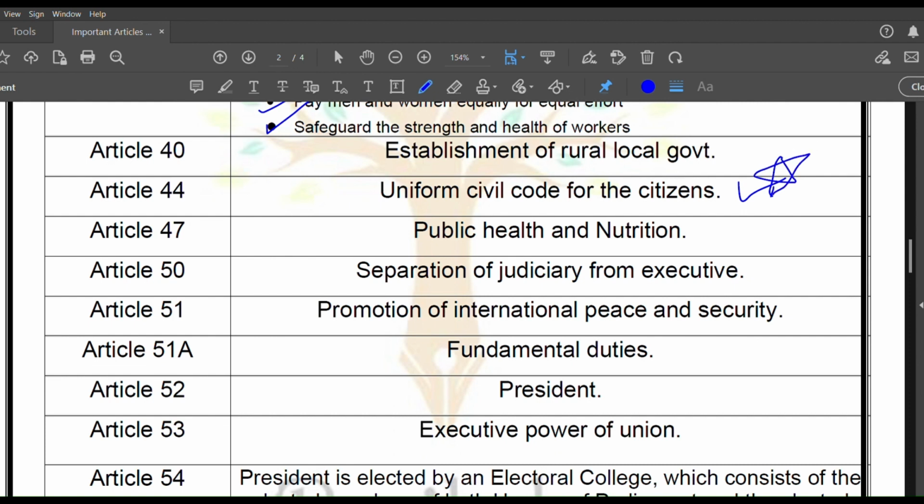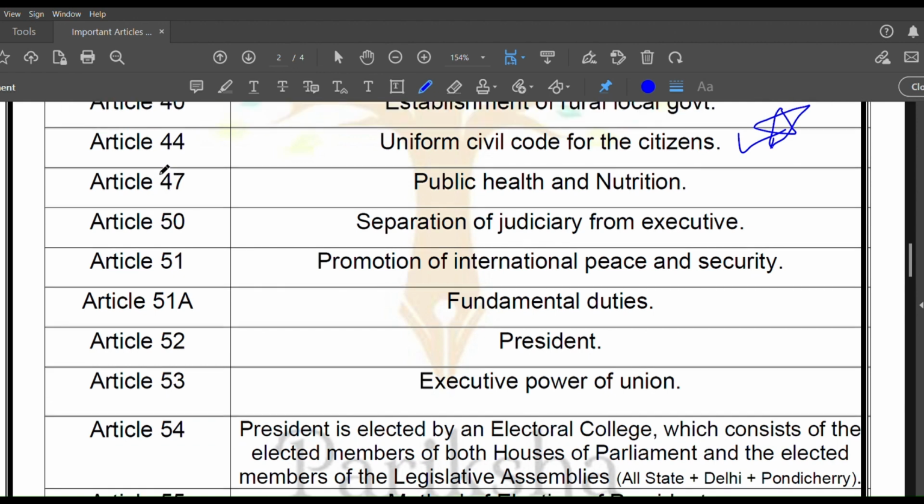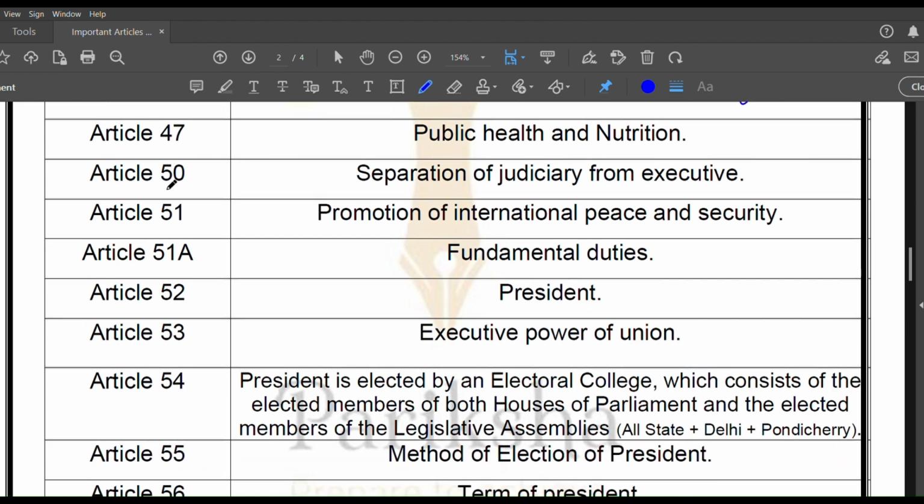Now if we see, Article 47 talks about public health and nutrition. And Article 50 talks about the steps to separate judiciary from executive. These should not be interrelated and should be independent. So only then judiciary will be able to work unbiasedly. And Article 51 talks about promotion of international peace and security, as well as internal peace as well.